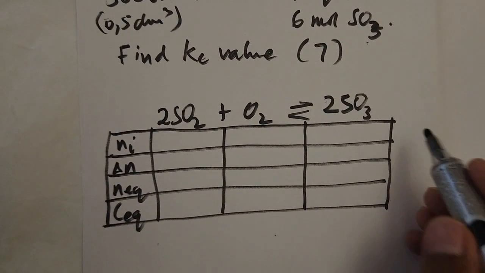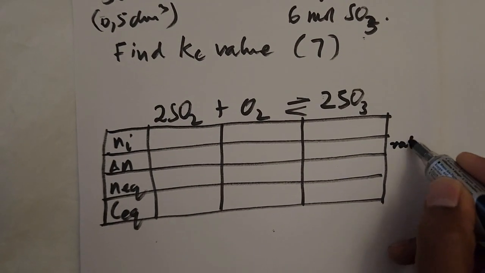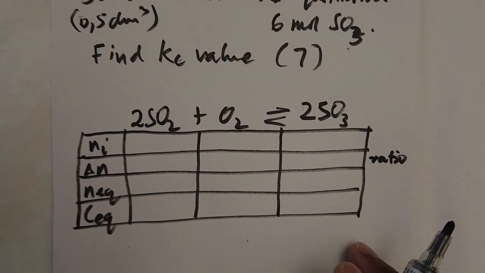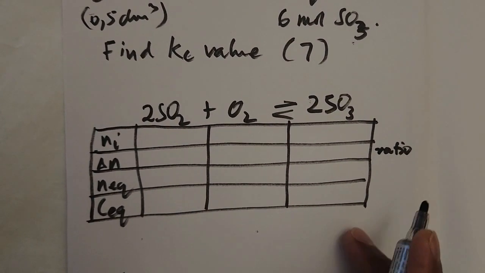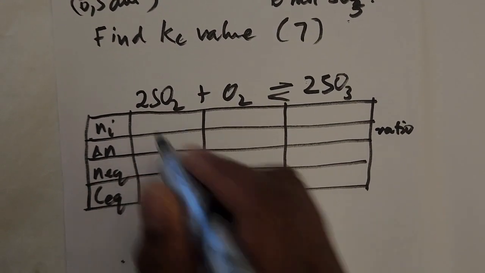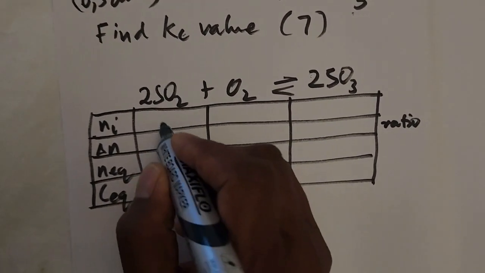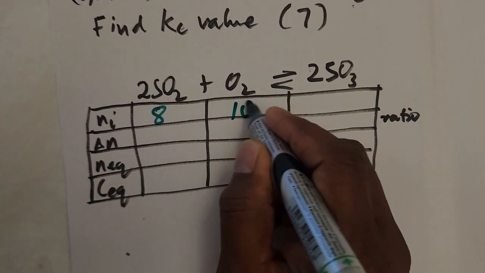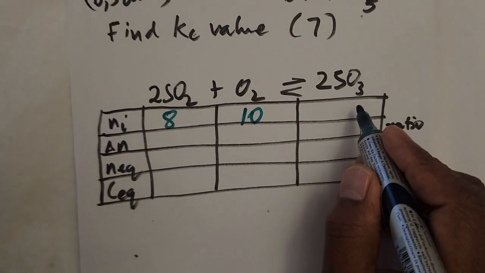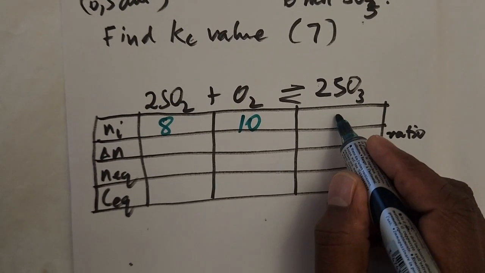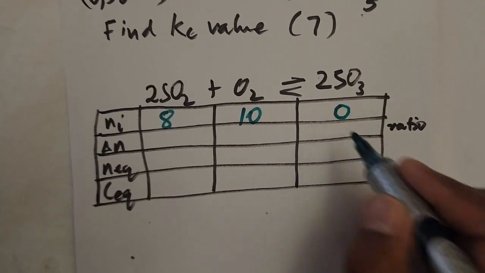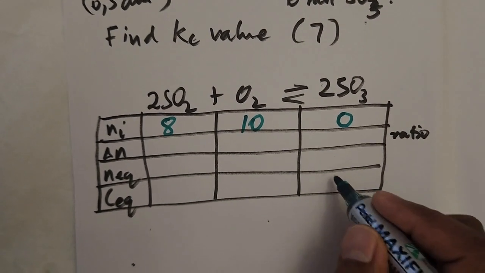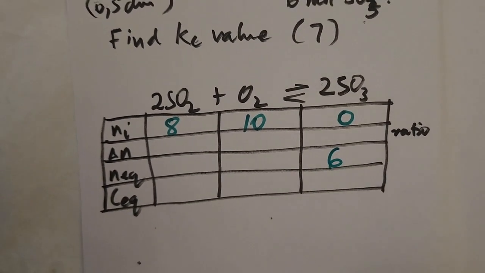The change uses the mole ratio as given here, 2:1:2. We're going to use that. When we start, we are told that we have got 8 moles of sulfur dioxide and 10 moles of oxygen. Nothing is said about the products, so we assume that we don't have any product when we start. At equilibrium, we are told that we have got 6 moles of the product.